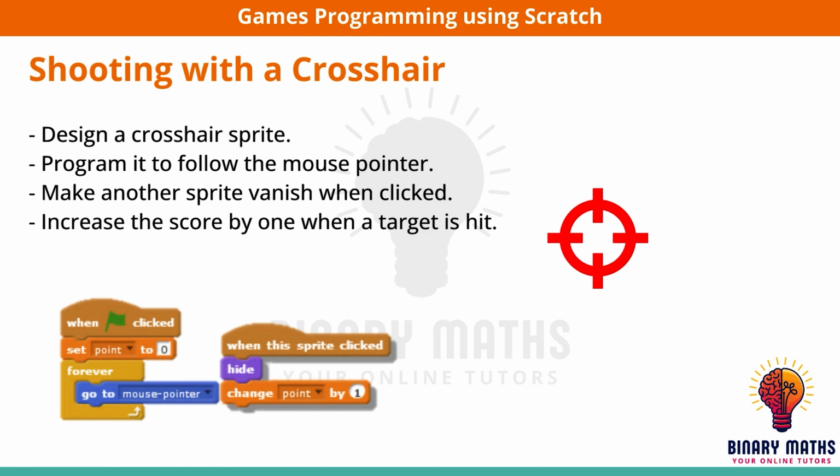Let's start with shooting using a crosshair. First, you'll need to create a crosshair sprite. This is the little target that will follow your mouse around the screen. Once you've got that, you can program it to follow the mouse pointer using the Go to Mouse Pointer block. Then you can make another sprite, like a target, disappear when it gets clicked. And don't forget to add a point to the score every time you hit a target. This is a great way to make your game more interactive and fun.